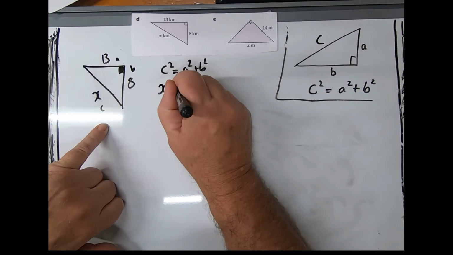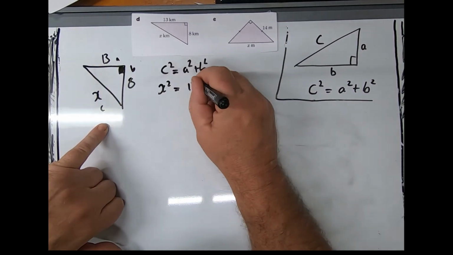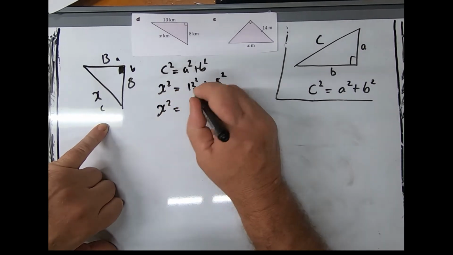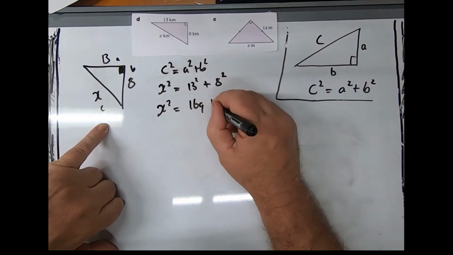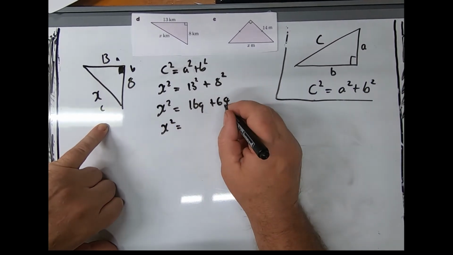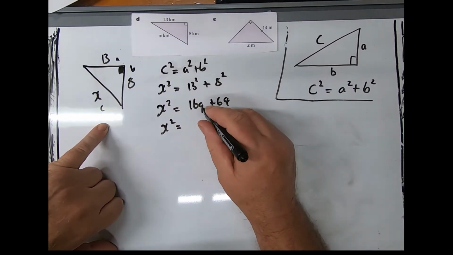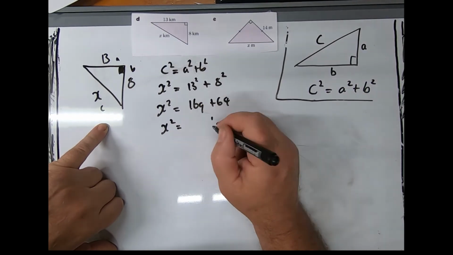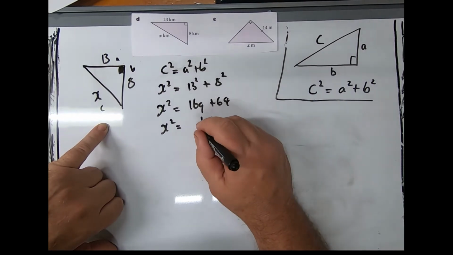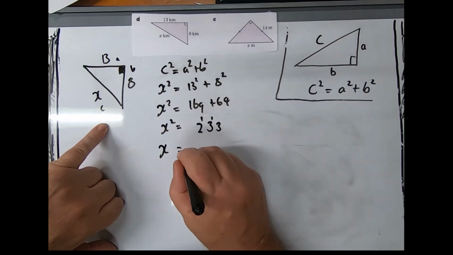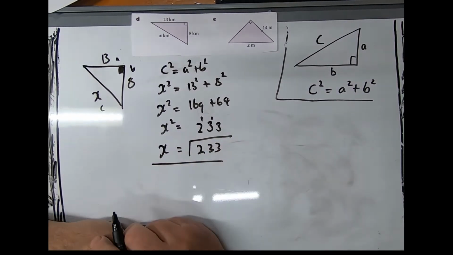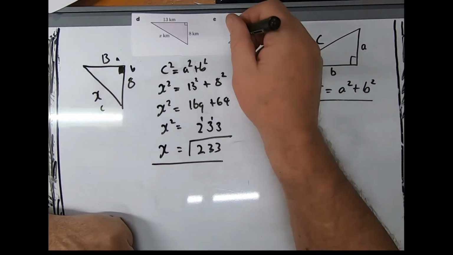This question, x squared equals 13 squared plus 8 squared. So x squared equals 169 plus 64. X squared equals whatever this number is. 9 plus 4 is 13. 6 plus 6 is 12. Carry the 1 is 13. So 233. So our final answer is this. This question asked for us to leave it in a square root form.